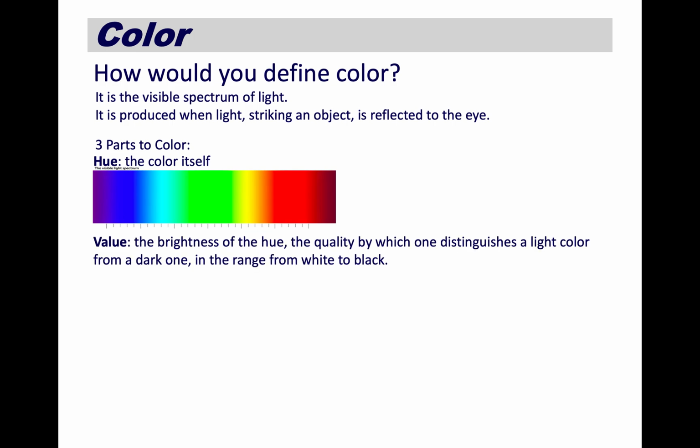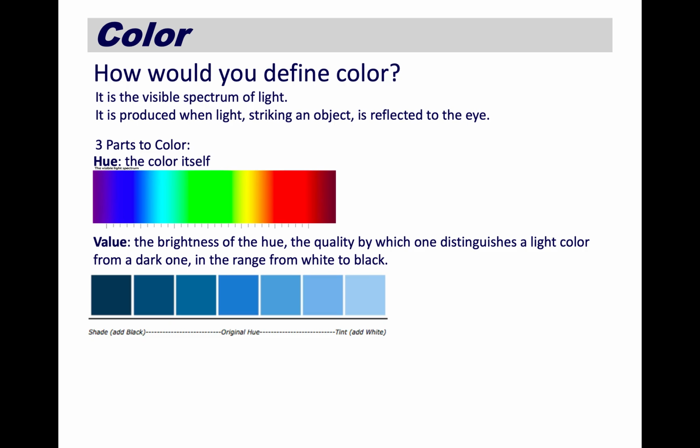Then we have value, which is going to connect back to what we just looked at. So value is about the brightness, or this should say darkness too, of a hue. And it ranges from black to white. So I want to make sure that we all understand something about value and color. Let's take this blue that's right here. This blue is yanked from the color spectrum, lives right about in here, right?